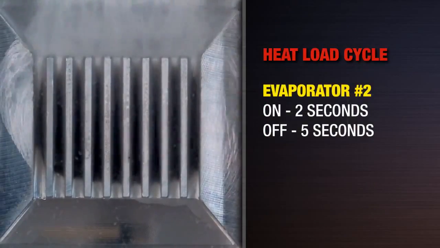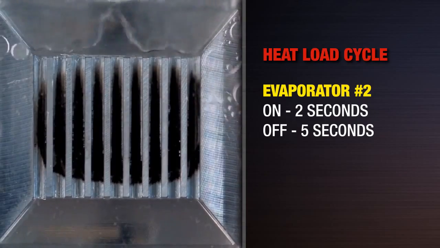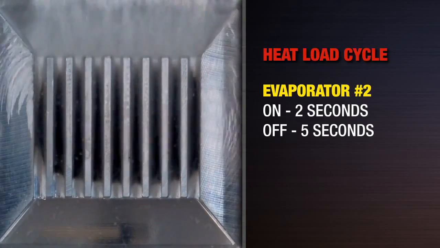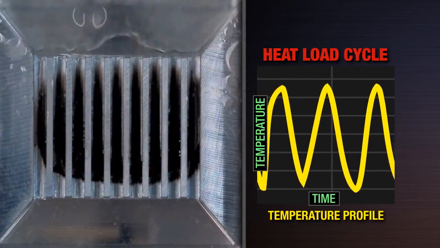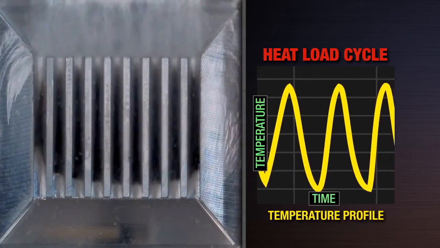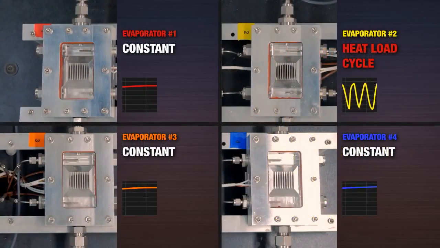Now we begin to cycle the heat load on evaporator number 2. The heater is turned on for 2 seconds and off for 5, simulating a variable heat load. You can observe that flow boiling at evaporator 2 becomes staggered and erratic as the temperature drops below the boiling point of the refrigerant. However, the performance of the other 3 evaporators remains stable.